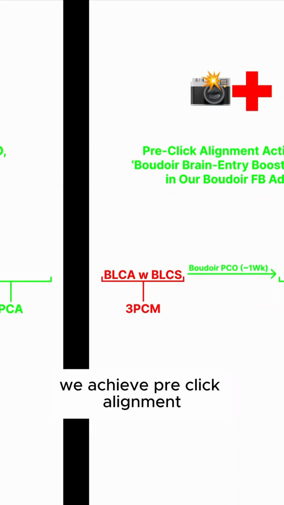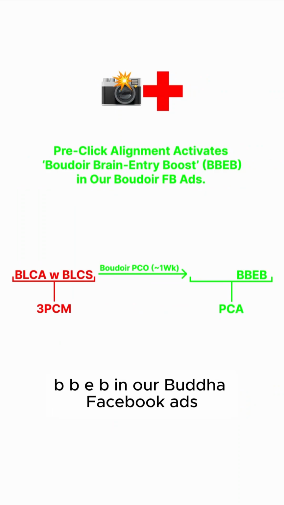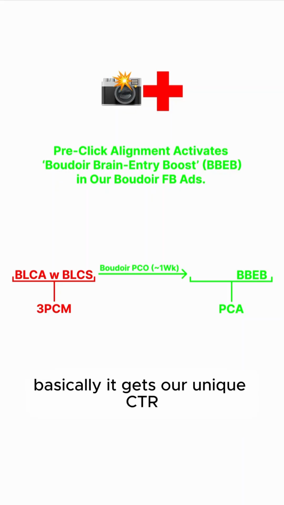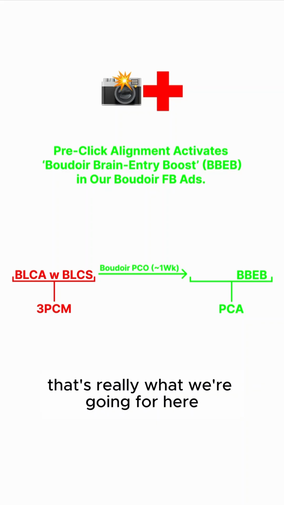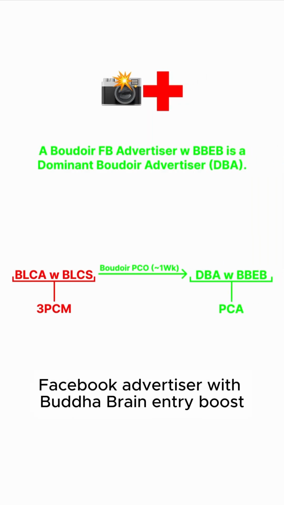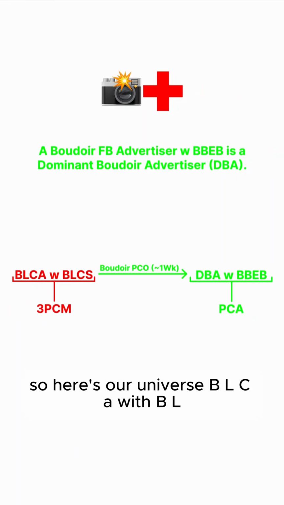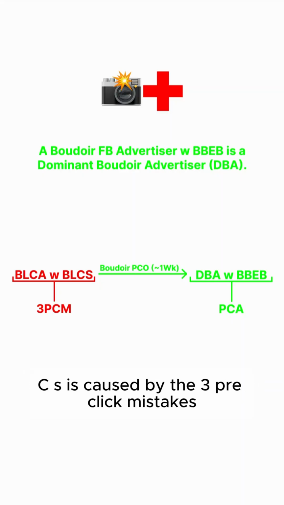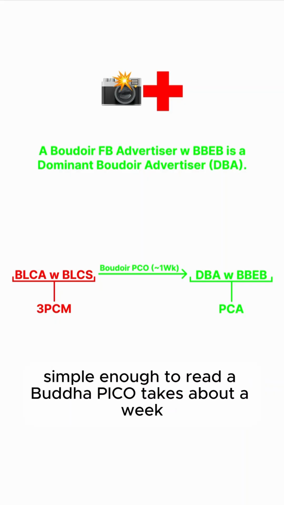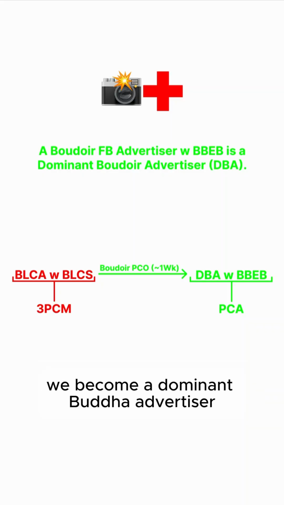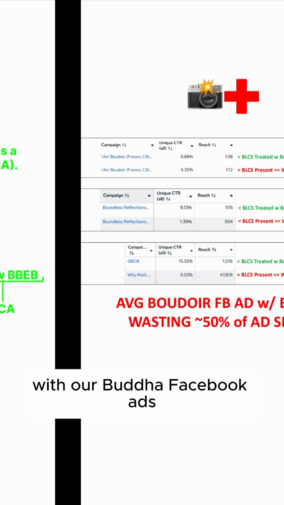We achieve pre-click alignment. And pre-click alignment activates Boudoir Brain Entry Boost, BBEB, in our Boudoir Facebook ads. Basically, our unique CTR is now above 6%. That's really what we're going for here. And a Boudoir Facebook advertiser with Boudoir Brain Entry Boost is a dominant Boudoir advertiser. So here's our universe. BLCA with BLCS is caused by the 3 pre-click mistakes. Simple enough, treated with Boudoir Pico takes about a week, and we achieve pre-click alignment. We become a dominant Boudoir advertiser, and we have Boudoir Brain Entry Boost with our Boudoir Facebook ads.